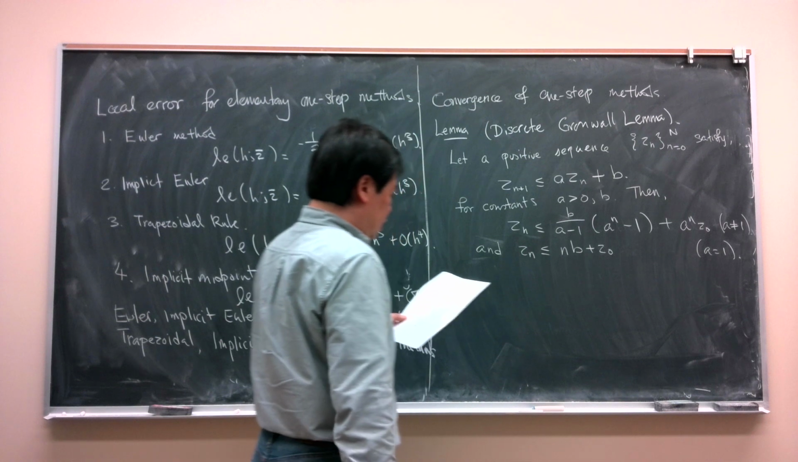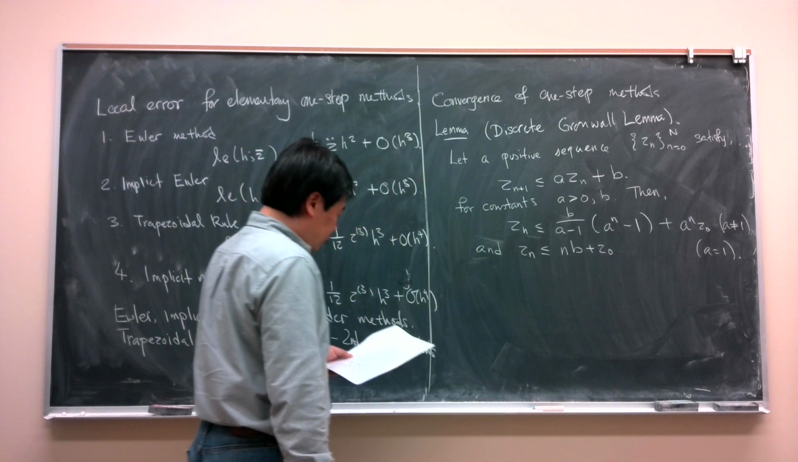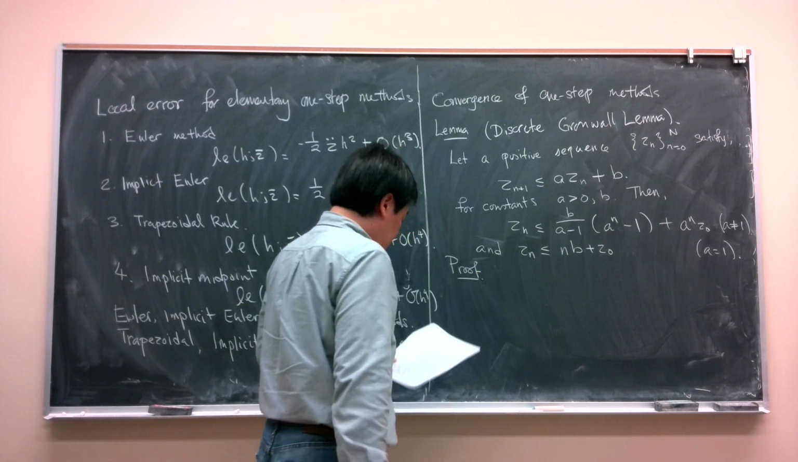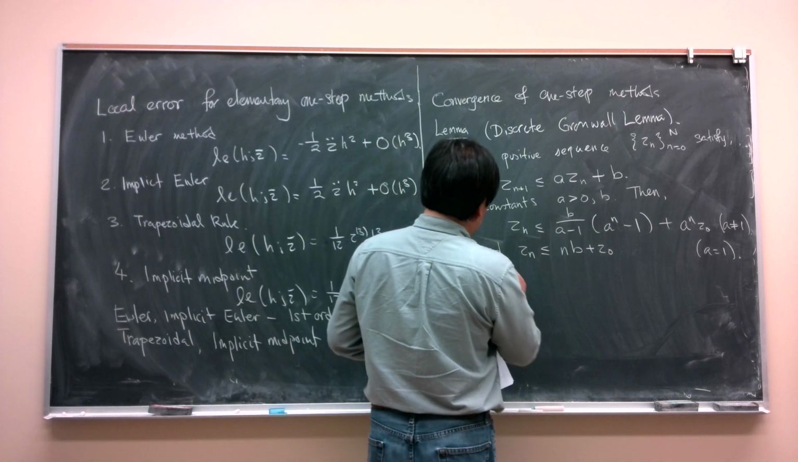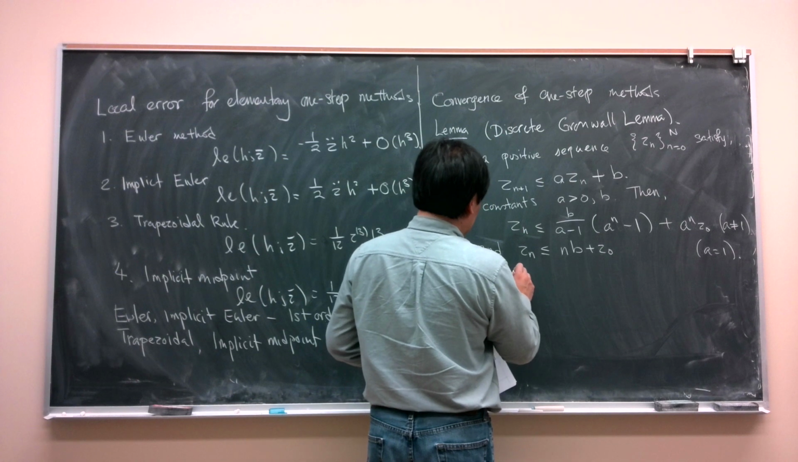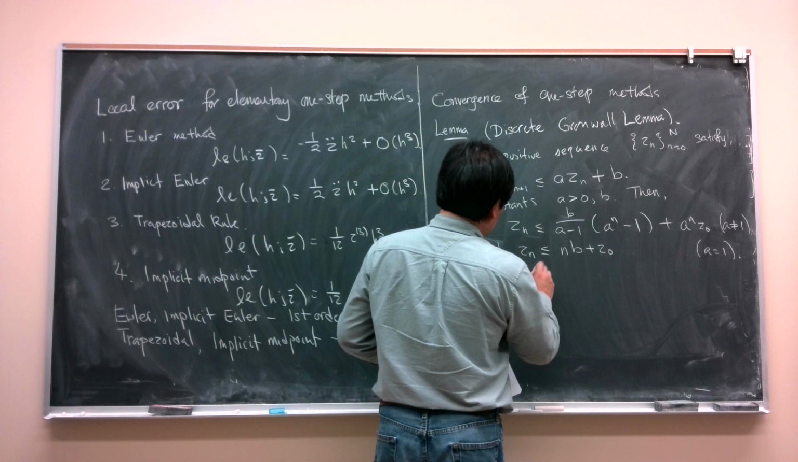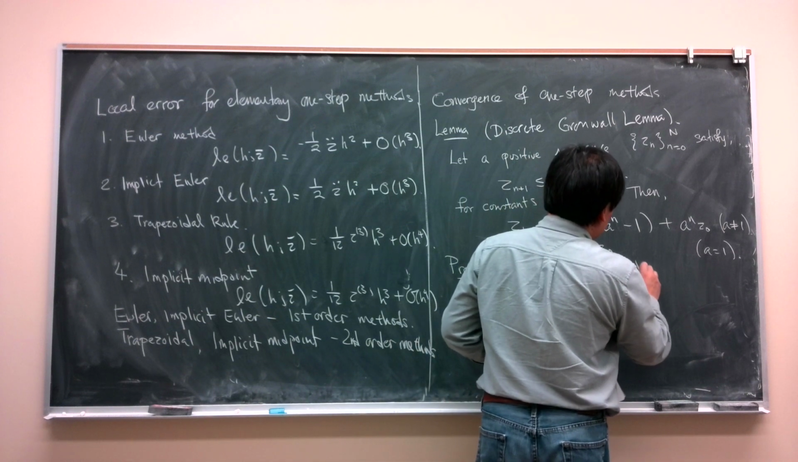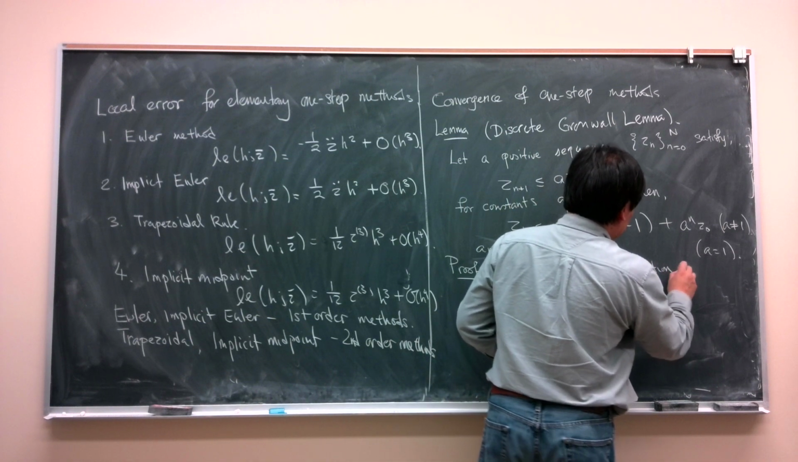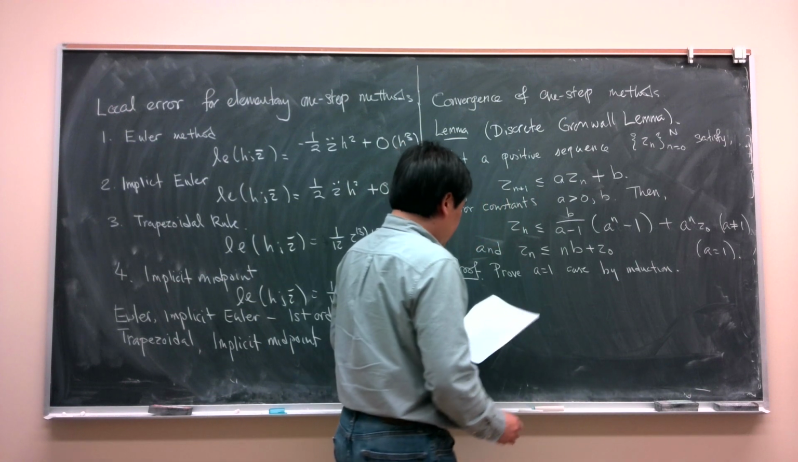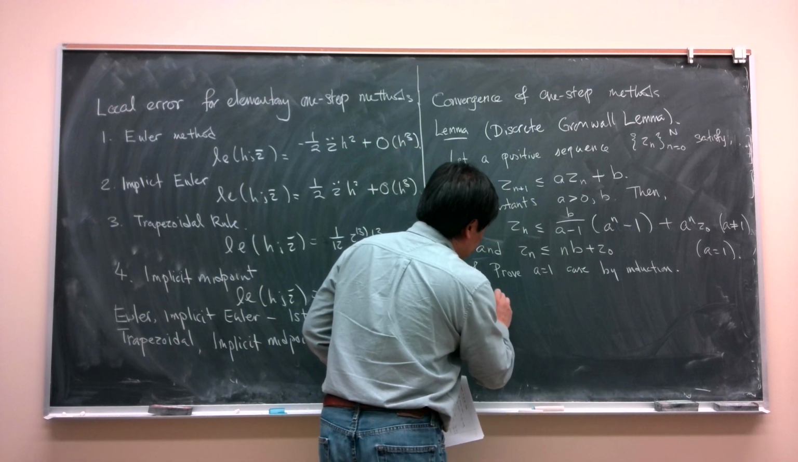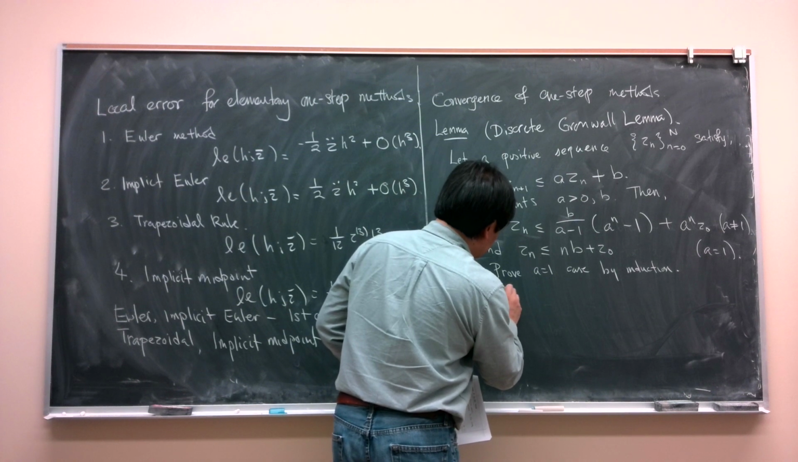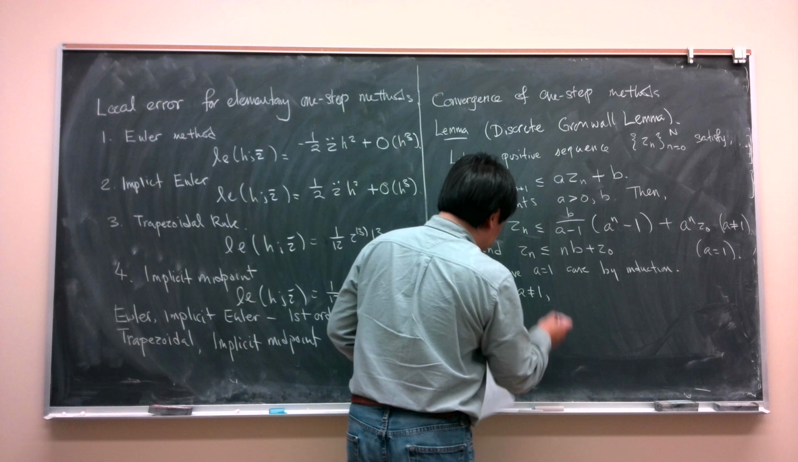Okay. So the a equals 1 case is relatively straightforward, so I'm going to omit that. You can prove this by induction. You can prove the a equals 1 case by induction quite easily, so I'm going to omit this. I'm going to consider the a not equal to 1 case.